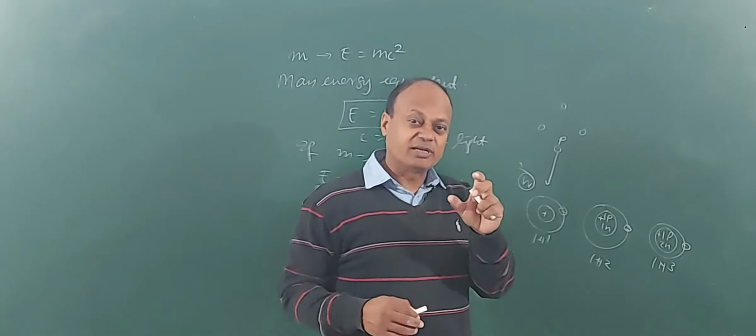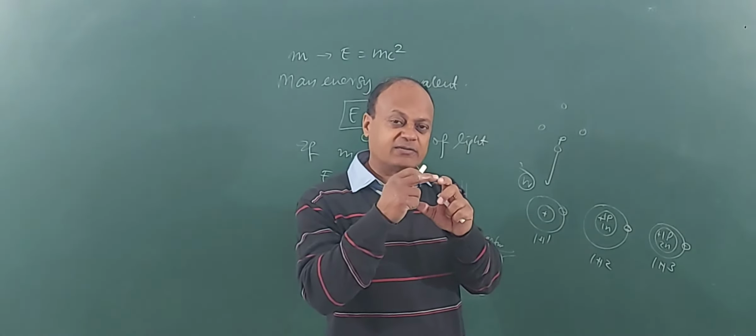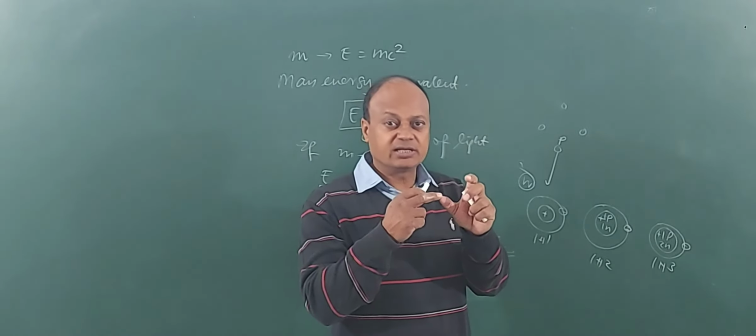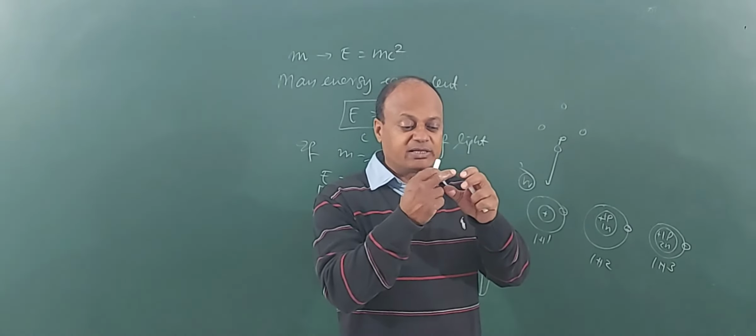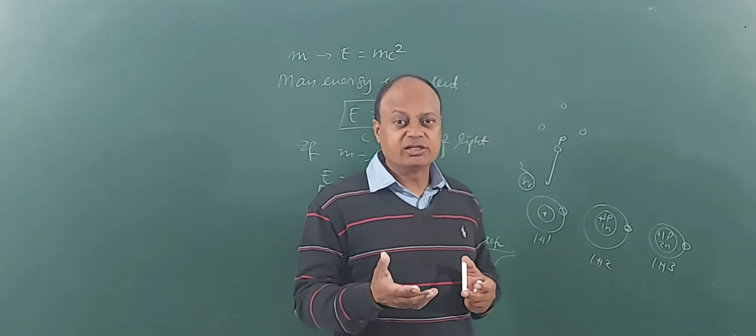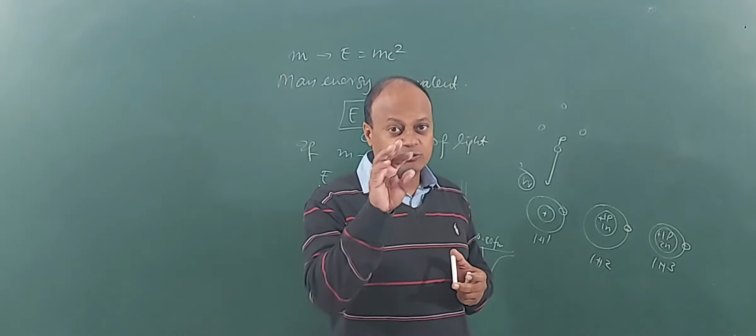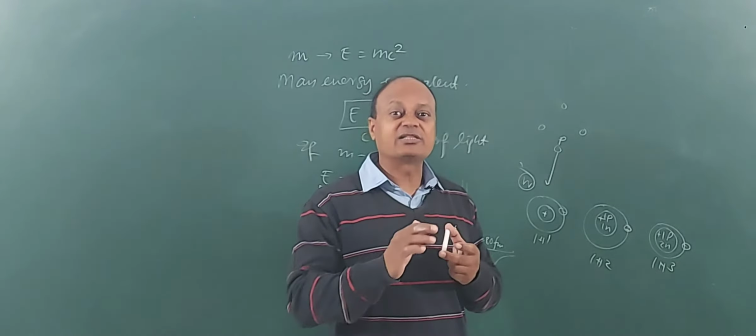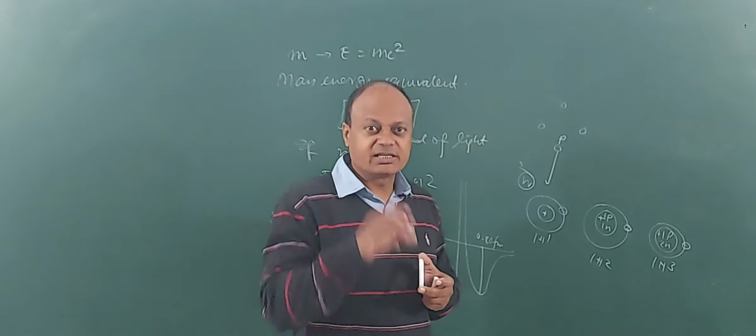If I ask what is the mass of the nucleus, what will you do? You will add up the masses of all the protons and all the neutrons, right? So if you add up all the masses and then you weigh the nucleus, of course you cannot weigh it on a weighing machine, you will find that the nucleus is slightly lighter than the sum of the masses of the components. Let us understand like this.